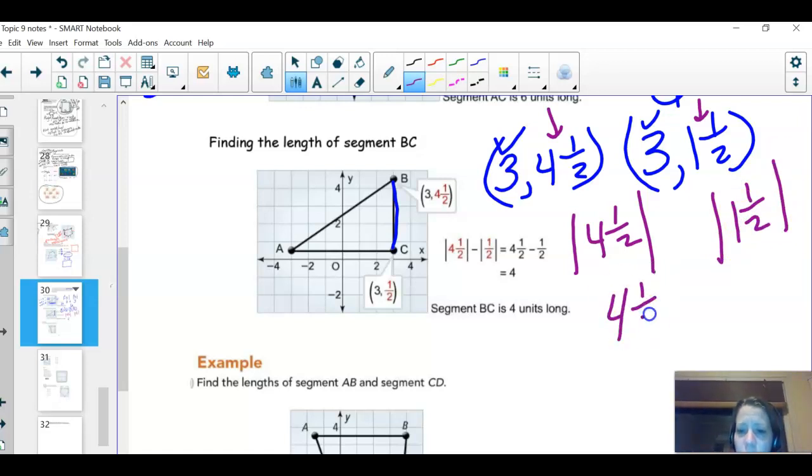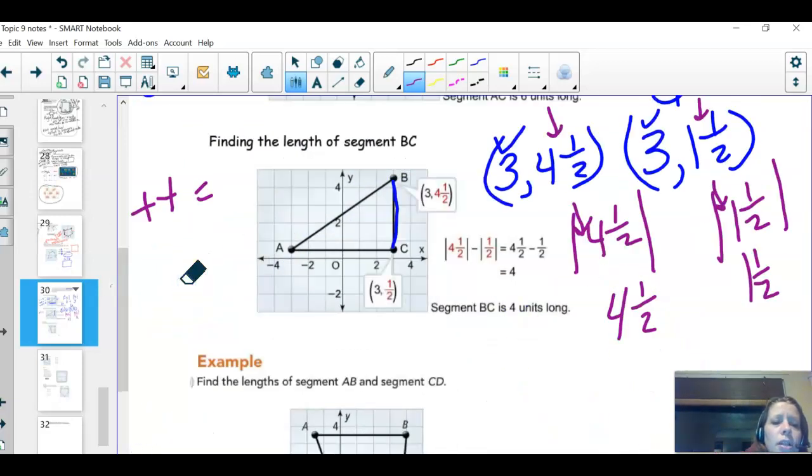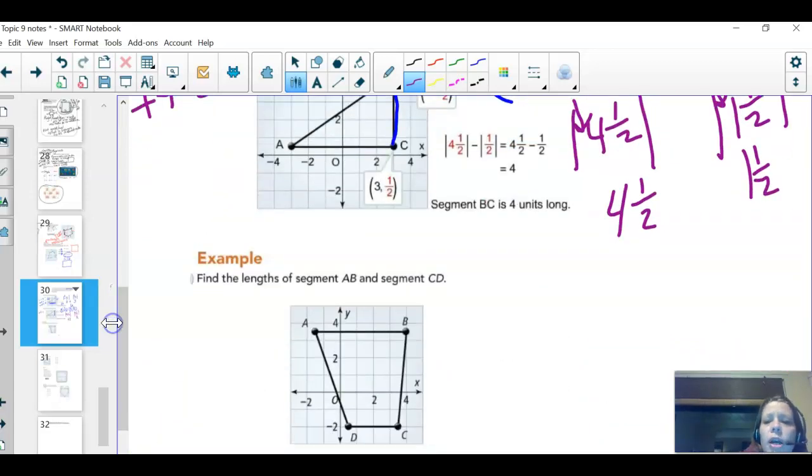4.5 will stay the same. 1.5 will stay the same because they're already positive. Positive, positive. Los dos números son positivo. Y recuerdas, positivo, positivo is, yo voy a quitarlos. Okay, positive, positive, I'm going to subtract them.